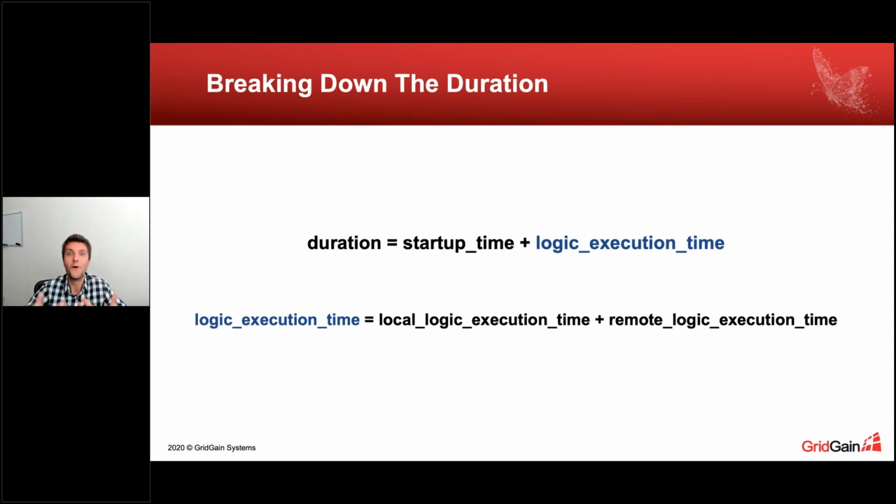And we can go further and split that logic execution into another two parameters. The first one is local logic execution time, which means that your function is just some small piece of application that executes locally, and that execution time accounts into the total execution time.